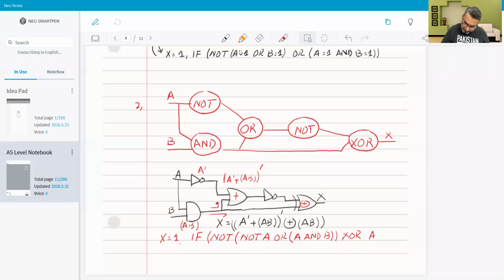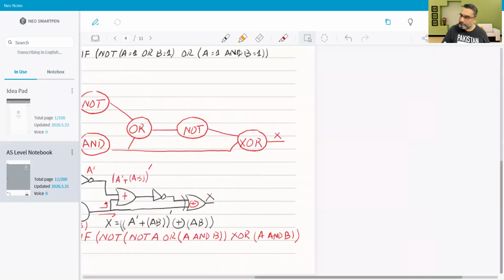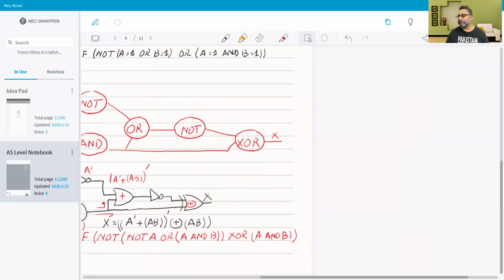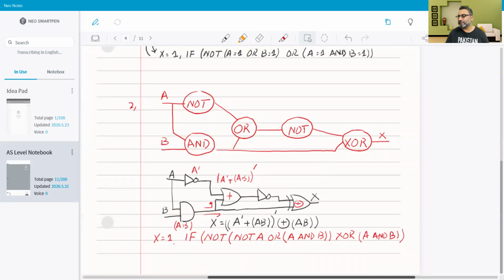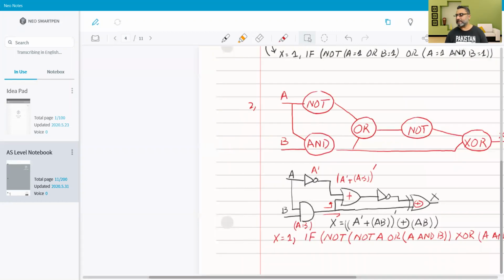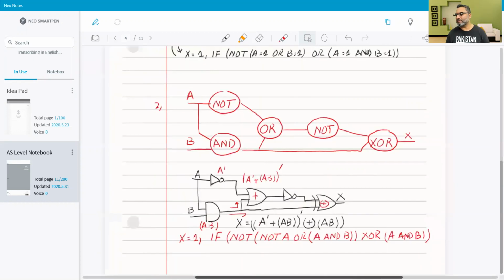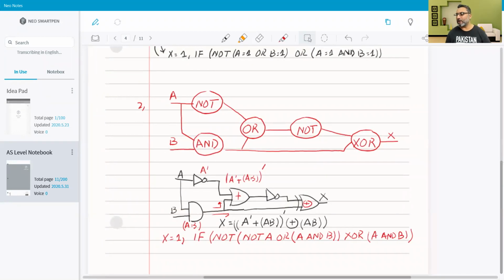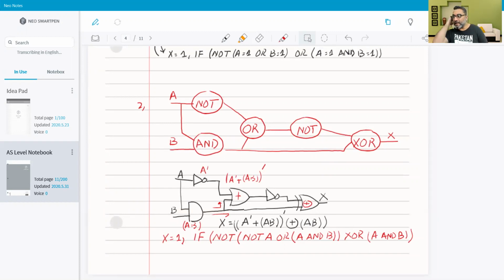A and B. So this is another form. X is equal to 1 if not inside the bracket not A or A and B exclusive for A and B. This is another form.